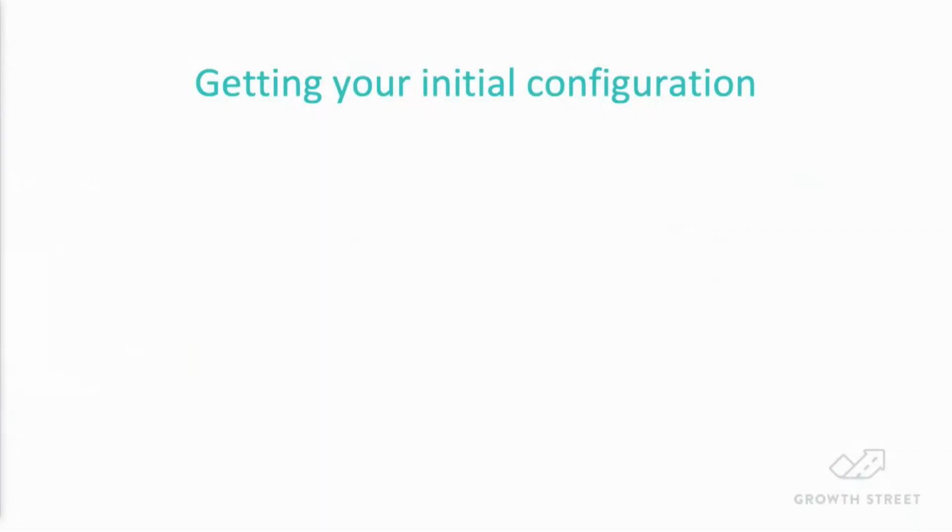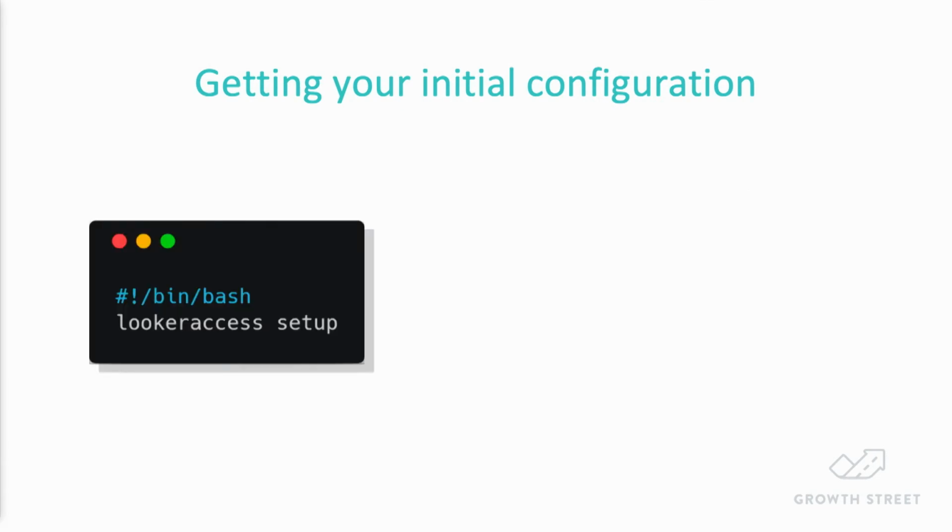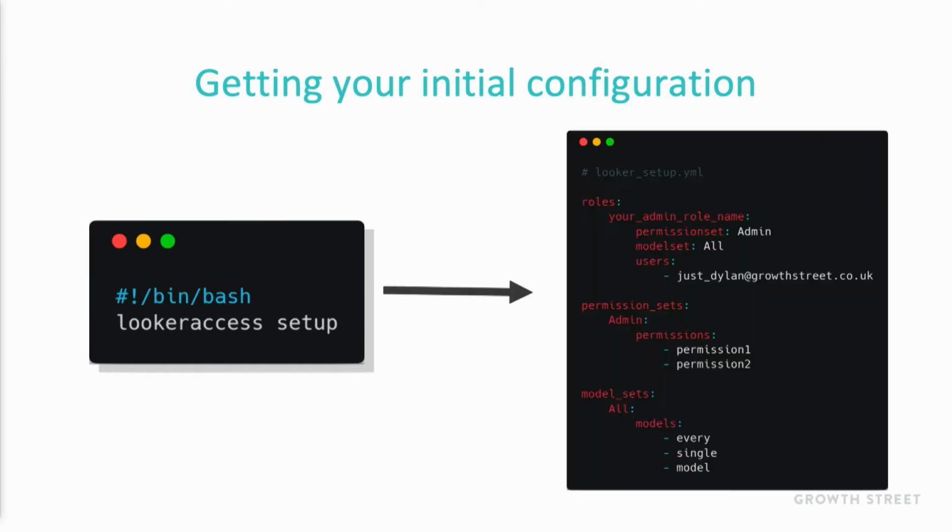Practically speaking, it looks something like this. Looker Access requires a YAML file to configure your settings. So when you first use the tool, you'll run the setup command, and it'll pull all of your configurations from your Looker instance and set up your config file.